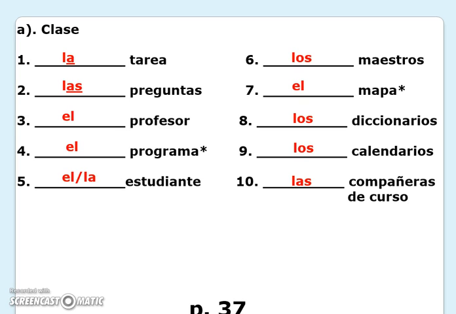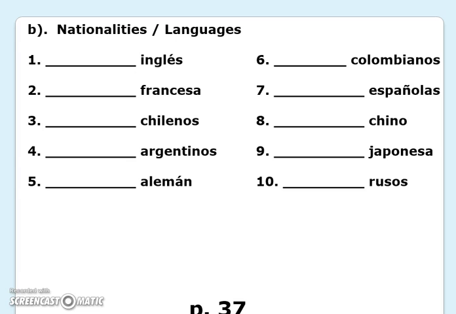You will use the first word, and because compañeras ends in an AS, so will the word for the. Now double check that a lot of these will match. Number 1, la ends in an A and tarea ends in an A. Or number 6, los ends in an OS, maestros ends in an OS. So you can double check that you have the right answers. Let's continue. Again, do 1 through 10 for nationalities or languages. Pause the video and then click again to reveal the answers.